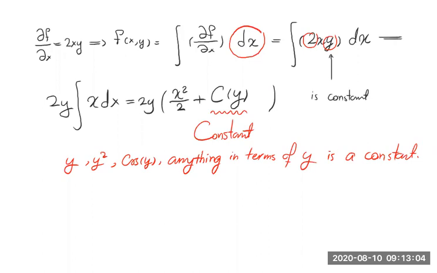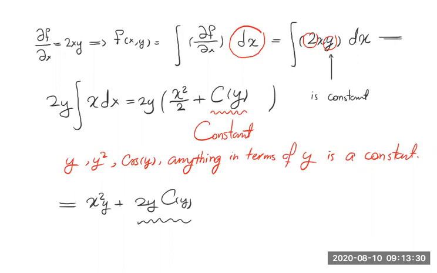So here, if I multiply everything, I would get x squared y plus 2y c(y). But the point is that c(y) is a function of y. 2y is also a function of y. The whole thing is still a function of y, and I need to compute that.